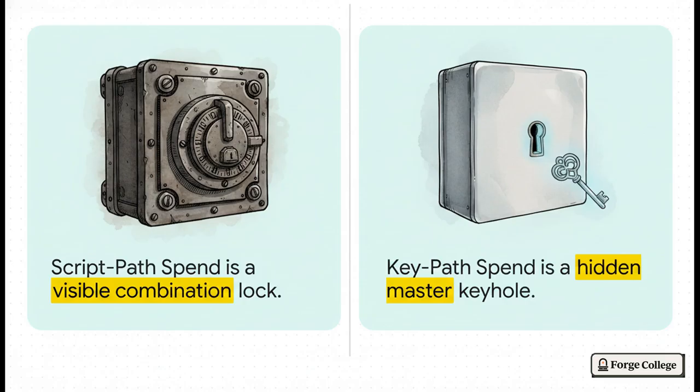On the left here, we have the script path spend. Think of this like a clunky, highly visible combination lock right on the outside of the box. If you use it, everybody can see the exact combination you dialed in. But on the right, we have the key path spend. This is Taproot's real magic trick. It's a sleek, completely hidden master keyhole. If you have the right signature, the master key, you literally just slide it in and the box opens up. No one ever even knows that clunky combination lock was an option.